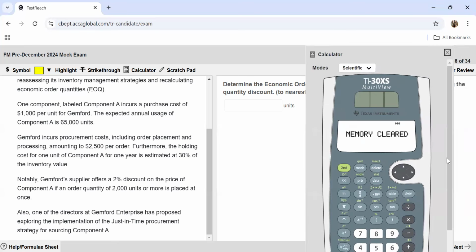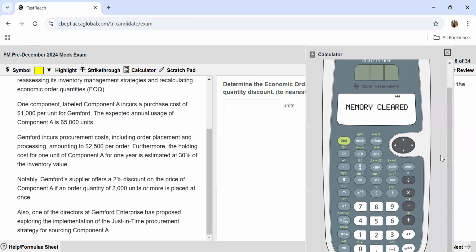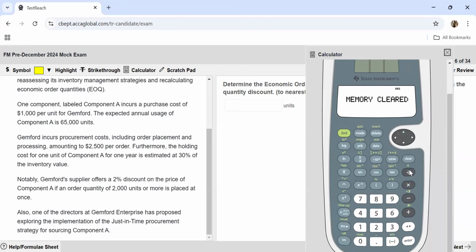We will be using the EOQ formula. In the EOQ formula, it starts with an under root. First, we'll calculate the exact value, then we'll find out the root of it. So let's take the formula. Formula is 2 multiplied by your annual demand. Annual demand is given to us as 65,000 units. That needs to be multiplied by your ordering cost, which is given to us as 2,500 per order. Then this needs to be divided by the holding cost.